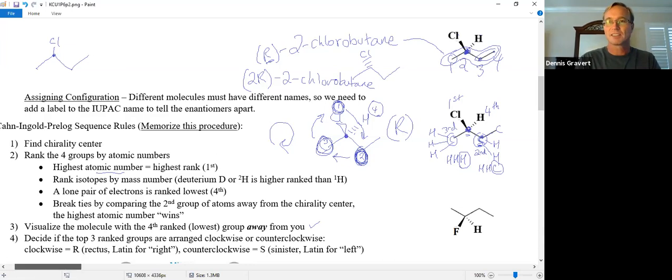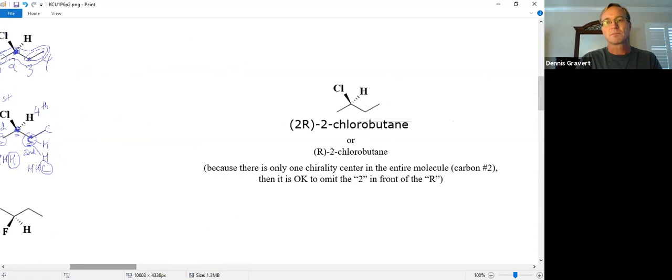Cool. Do I have anything else over here? Oh, pretty much saying the whole thing. There we go. Proper name, acceptable name. It's okay. If that's the one and only chirality center, you can leave off the number in front of the R.